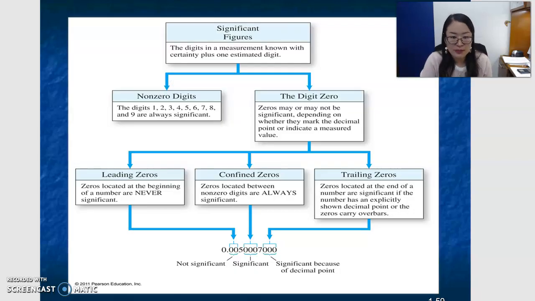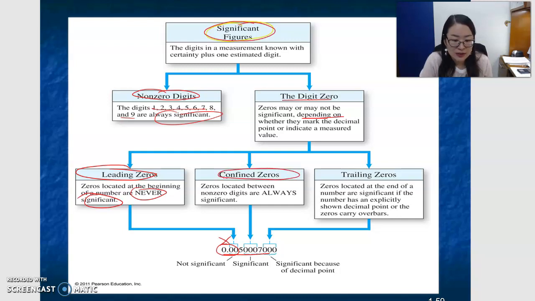Okay, so let me wrap up with this picture. When we need to determine the sig figs, for non-zero digits, always count them. For zeros, you have to see, it depends on their location. The leading zeros, so zeros before the non-zero number, are never significant. If you look at this number, those 3 zeros don't count. That is the leading zero.